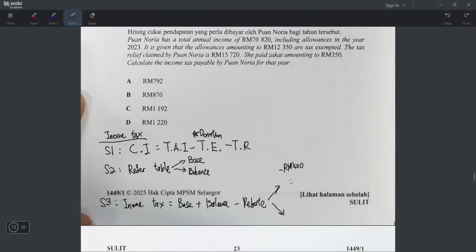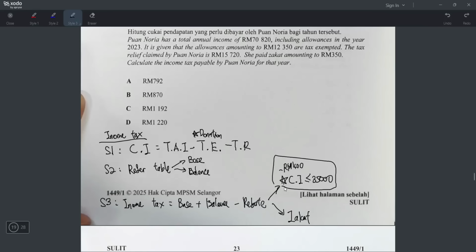But you will only get the 400 rebate when your chargeable income, CI, does not exceed 35,000. Does not exceed, tidak melebihi 35,000. And then another rebate is zakat. Okay. And if the person has zakat, you will see it in the question. But this one they will not mention it in the question. So you have to be aware of this.